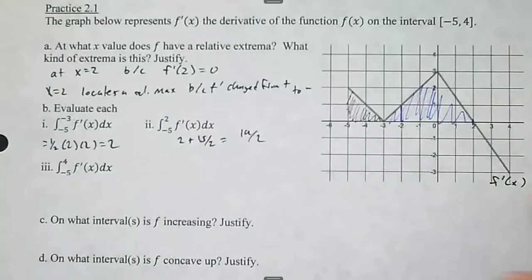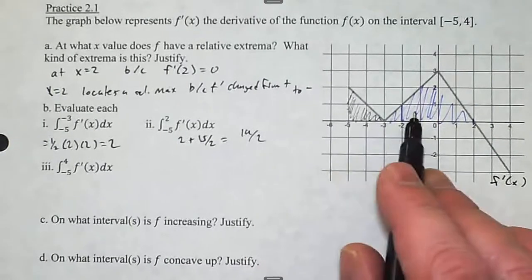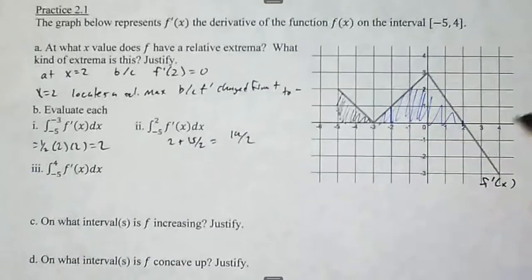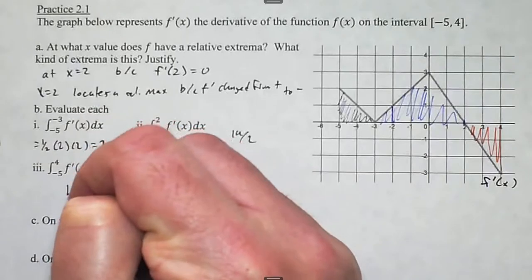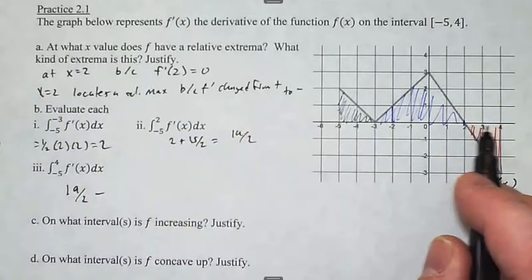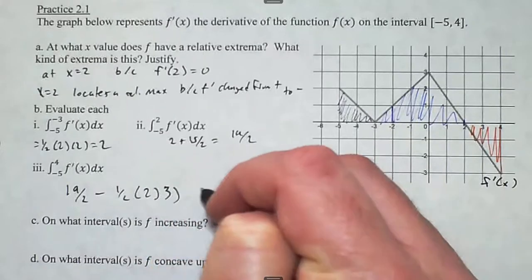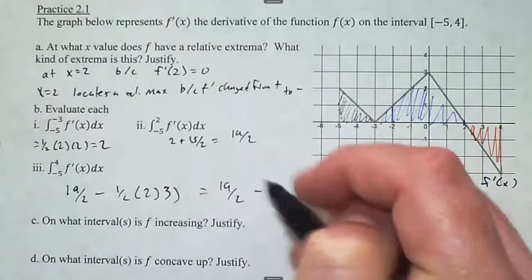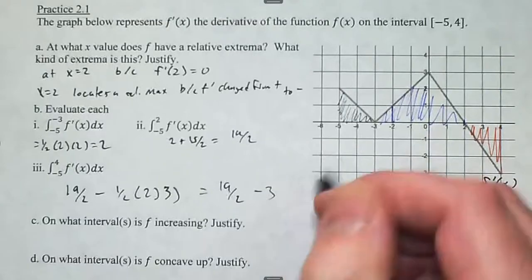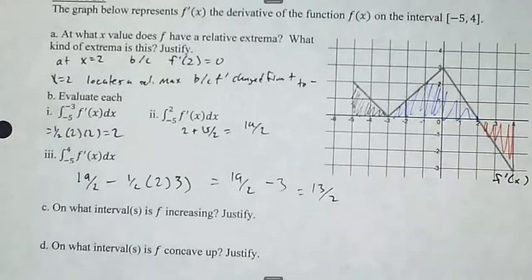And then we got negative 5 to 4. Well, I got to take that triangle, and then subtract that triangle. So our first two triangles were 19 over 2. Now we're going to subtract 1/2 times 2 times 3. So that's 19 over 2 minus 3, which is, I think, 13 over 2.